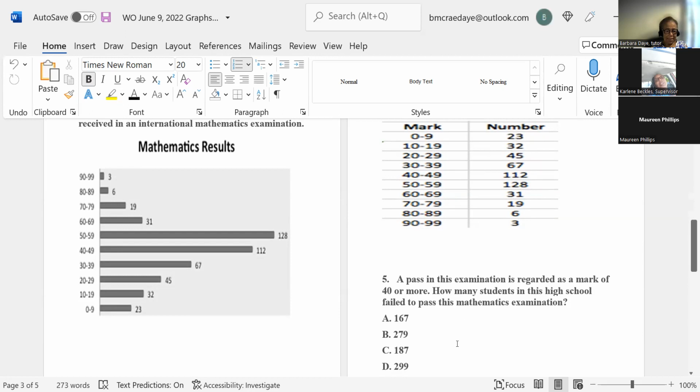Now, a pass in this exam is a mark of 40 or more. Notice you have marks in this column, mark ranges, and you have the number of students that fell within these mark categories. All right. Now, if 40 or more is a pass, how many students in this high school failed to pass this math exam? How would you figure that out, Maureen?